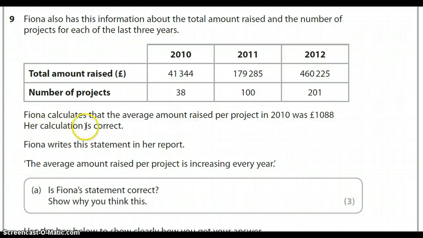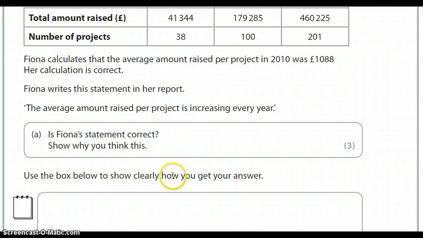Her calculation is correct. Fiona writes this statement in her report. The average amount raised per project is increasing every year. Is Fiona's statement correct? Show why you think this is. Use the box below to show clearly how you get your answer.